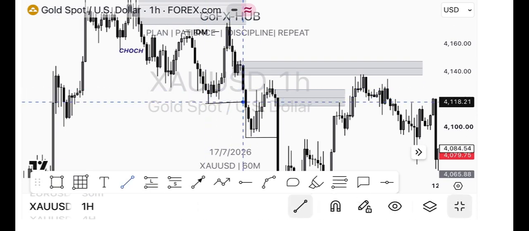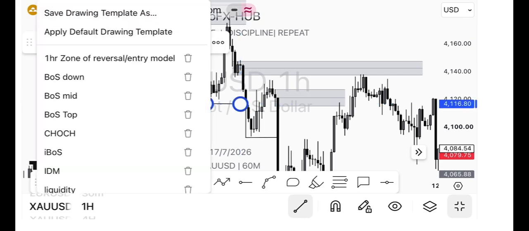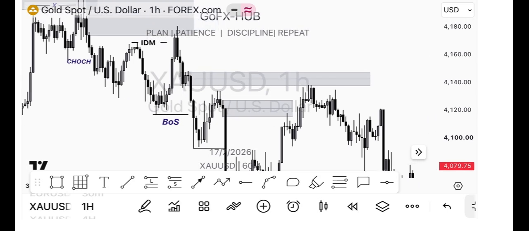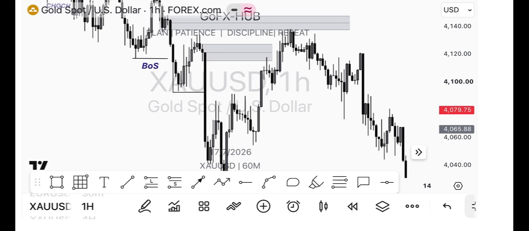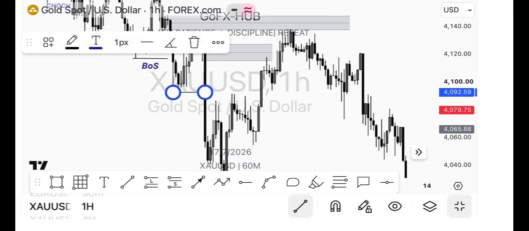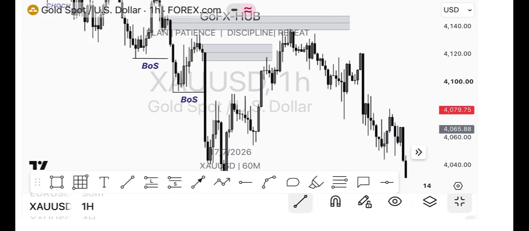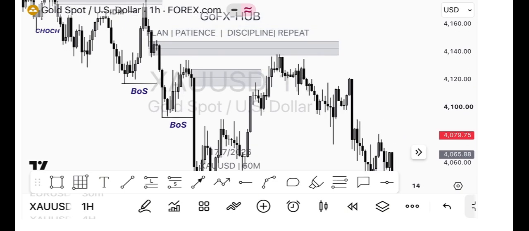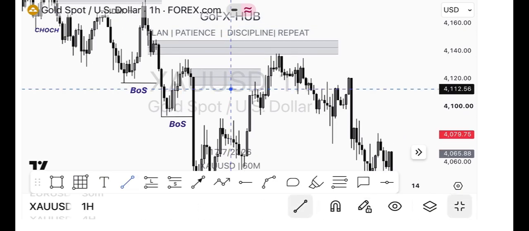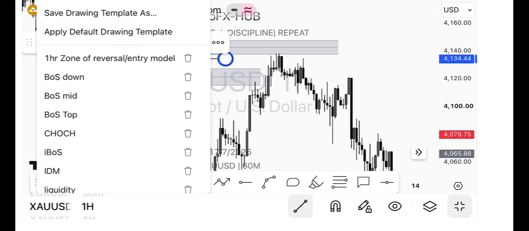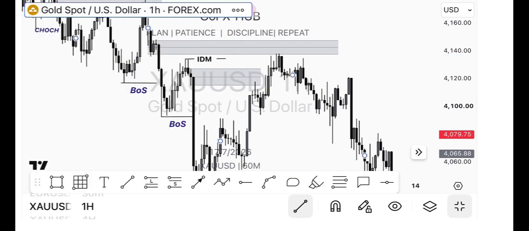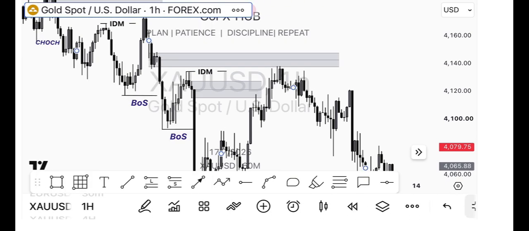Then you're like, oh wow, I want to sell more. Then it broke the structure. After breaking the structure here, the market rallied down, broke another structure here, and another structure here. After breaking the structure here, it went up. This is our inducement, which I talked about. But the market went up and came to mitigate this order block.